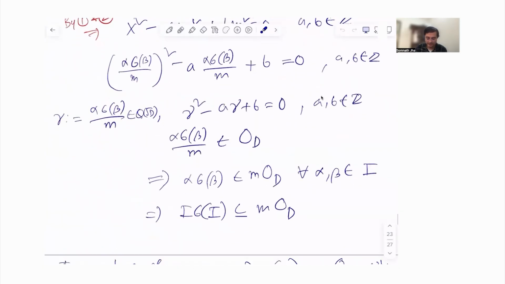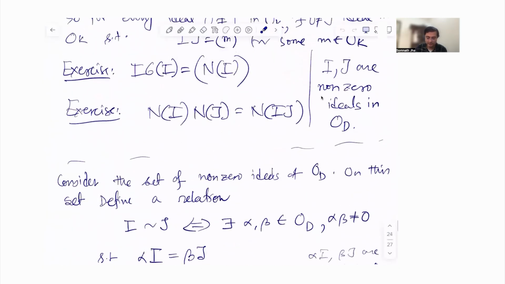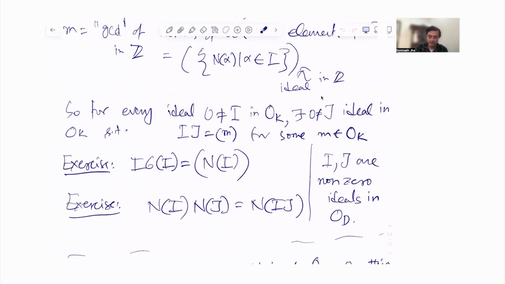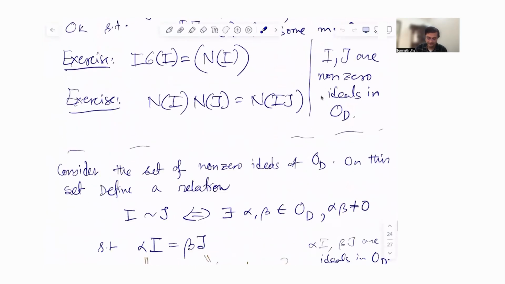In fact, I then gave the exercise that this will be equal to the norm of the ideal. I times sigma I is the principal ideal in OD generated by the norm of the ideal, where the norm of the ideal is the index of the ideal in OD, which is finite. We have proven that in the previous class. And then I gave this exercise: norm of I times norm of J equals norm of IJ.